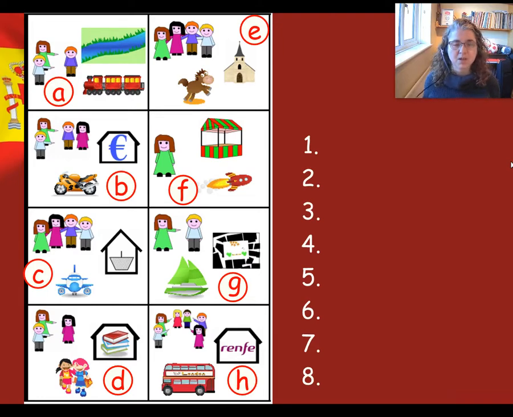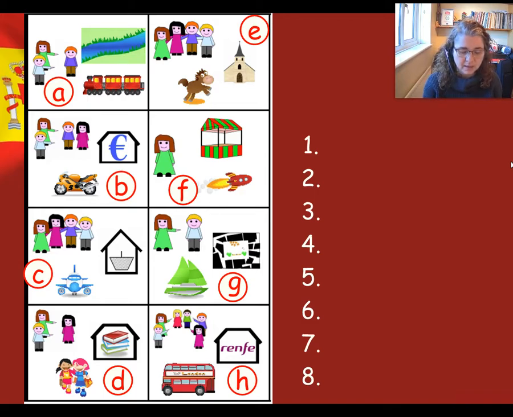Okay, so if you numbered 1 to 8, what we're going to do, I'm going to read a sentence, and what you need to do is to work out which picture this goes with and write down the letter. Okay? So let's do the first one together.